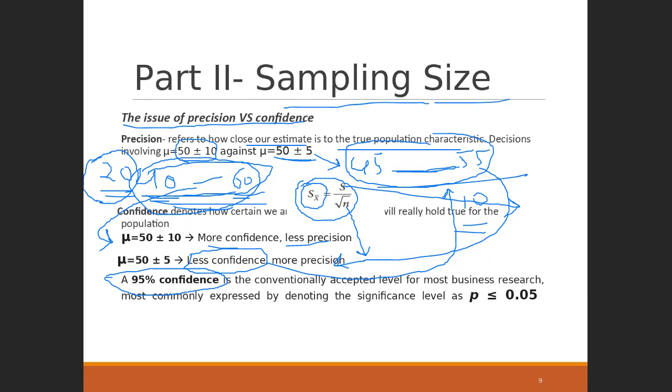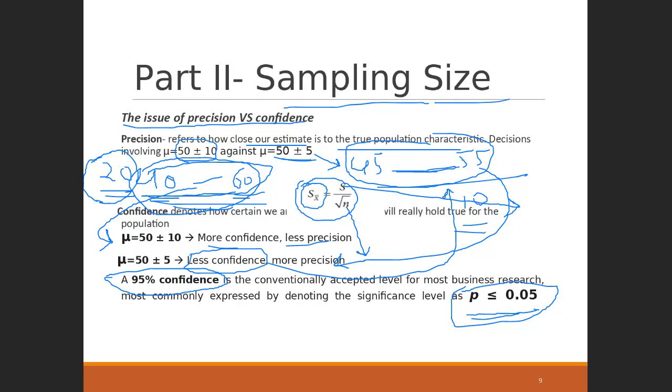95 times out of 100, we expect that our estimate will reflect the true population characteristic. And this is usually denoted by this value, p value. P is equal to or lesser than 0.05. Now, this is the most important value for you. When we start our analysis part, you will realize how important this value is, because our hypotheses are accepted or rejected depending upon this value.